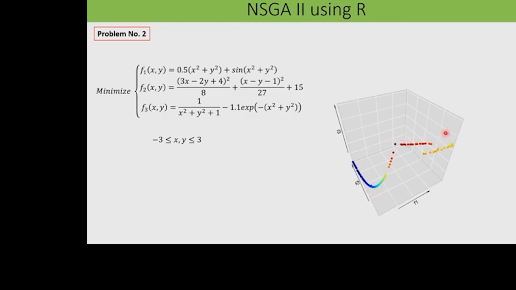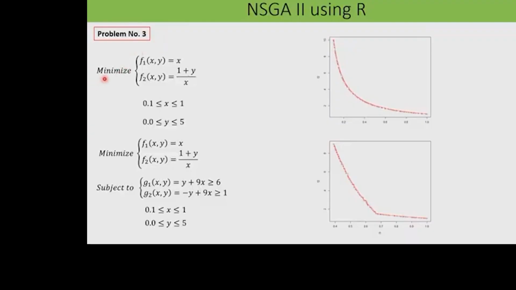NSGA can solve more than 3 objectives. So we can have a 4th objective function, a 5th objective function, and so on, but here we have shown up to the 3rd one so that we can plot it. This is the Pareto optimal form for this particular problem.